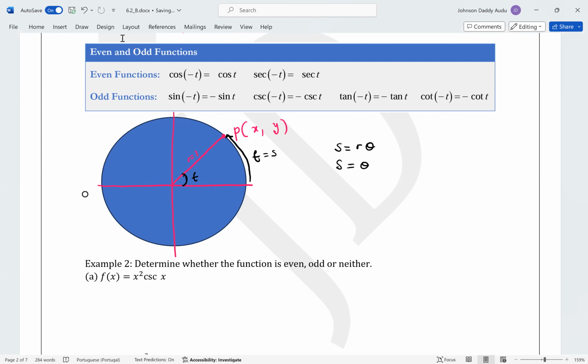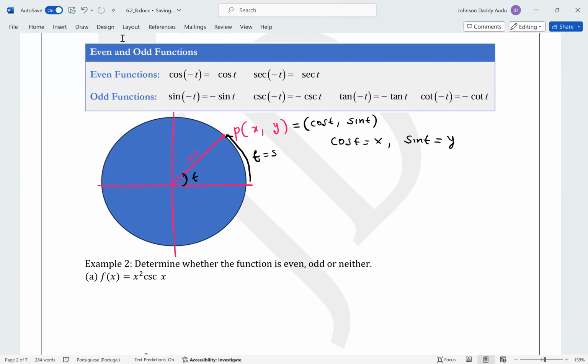So what that means is that for this point, x is cosine t and y is sine t. So this point is nothing but cosine t and sine t. You see that?